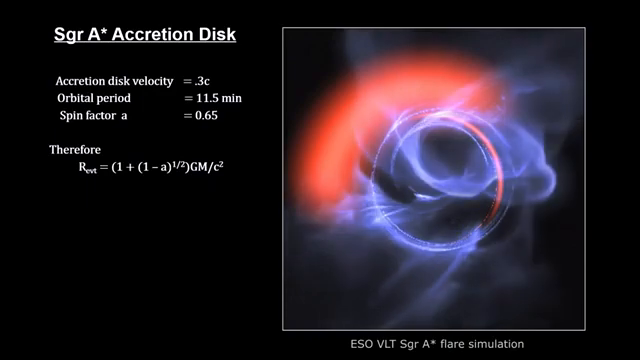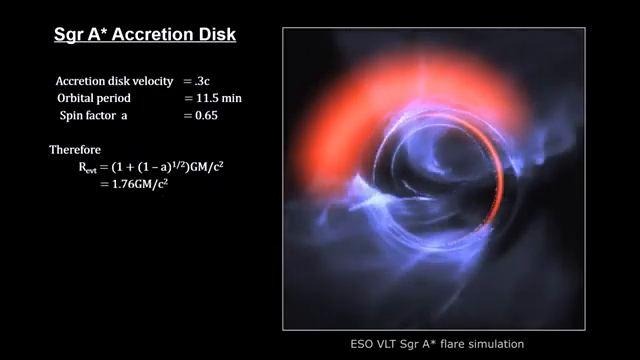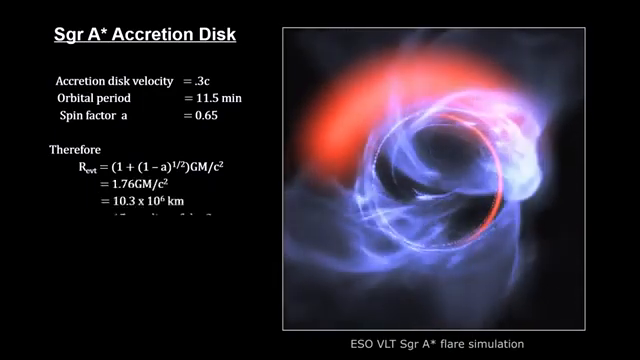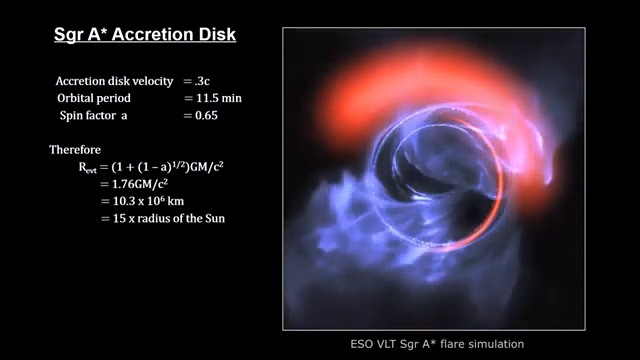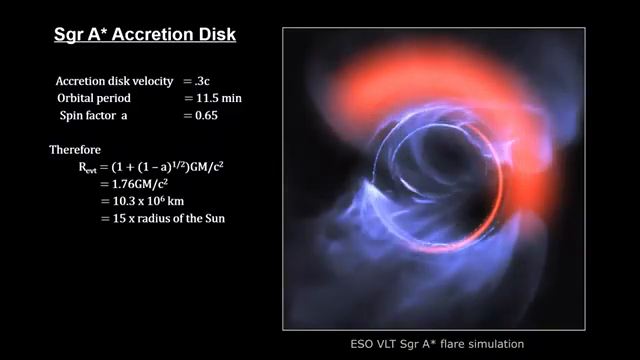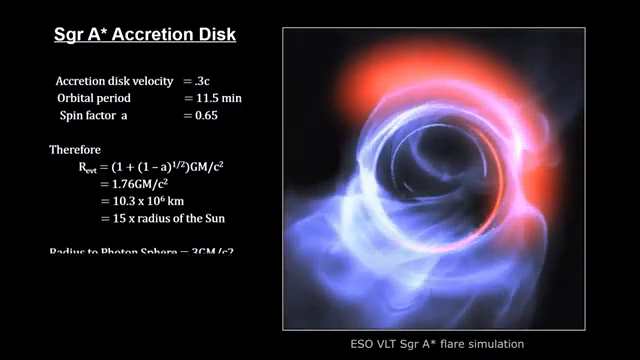This new information also enabled calculating the distance from Sag star's center to its event horizon at around 10 million kilometers, or 15 times the radius of our Sun, and the distance to the photon sphere at around 17 million kilometers.